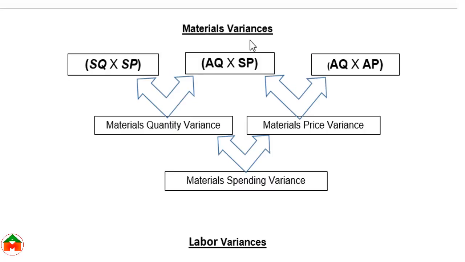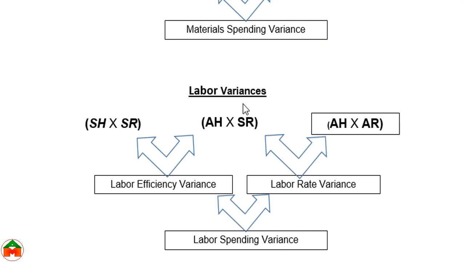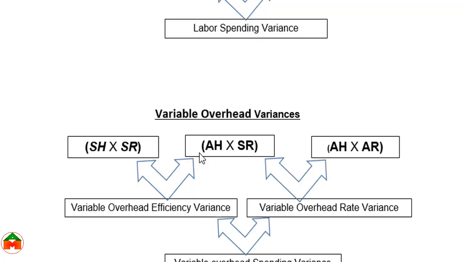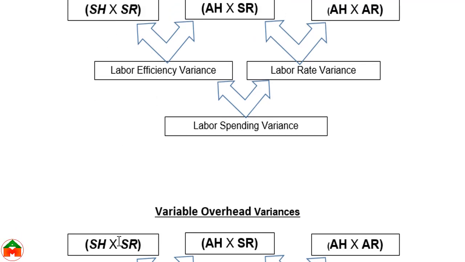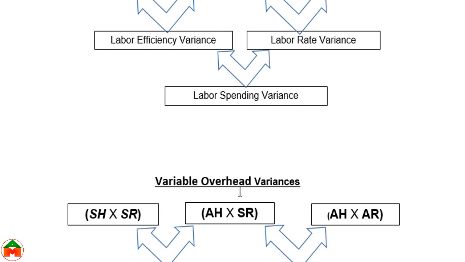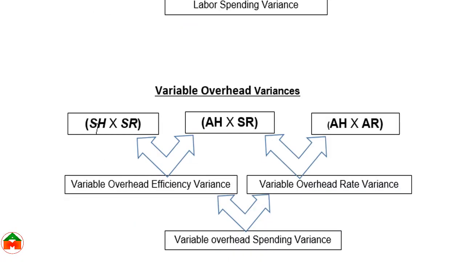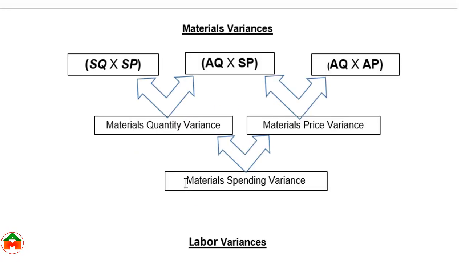So this is the material variances, this is the formula for labor variances, and the same formula can be applied for the variable overhead variances. There is zero difference between the formulas. Here you can see standard hour, standard rate, actual hour, standard rate, actual hour, actual rate. If we compare this one with this one, we get two amounts, and if we compare these two amounts, we will get the variable overhead efficiency variance, which is equal to the material quantity variance.